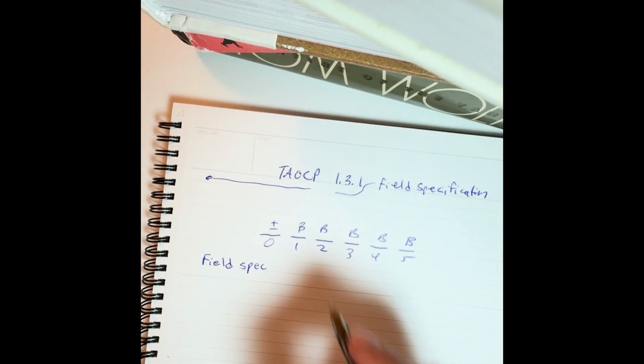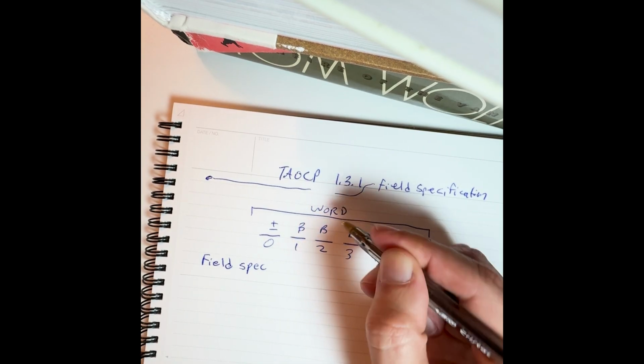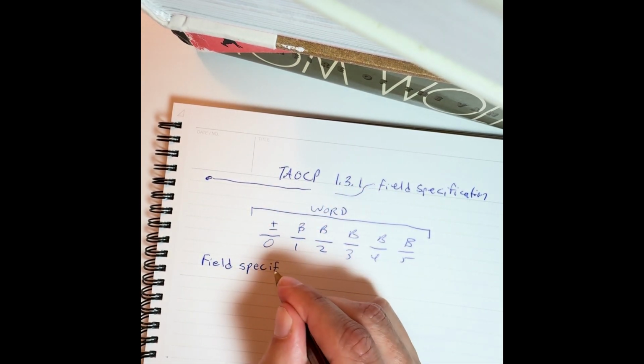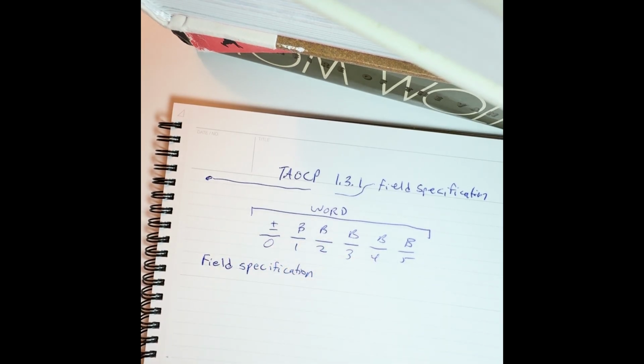So this is a word, a computer word, and field specification. The allowable fields are those that are adjacent in a computer word. And they are represented by L:R.